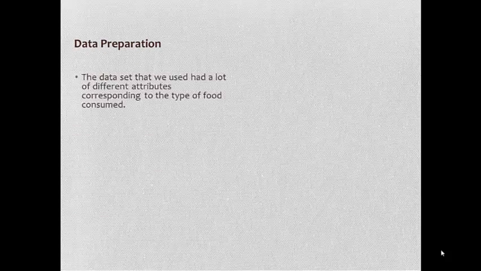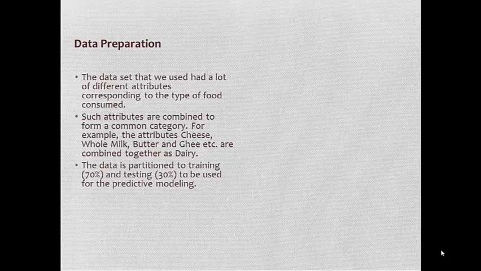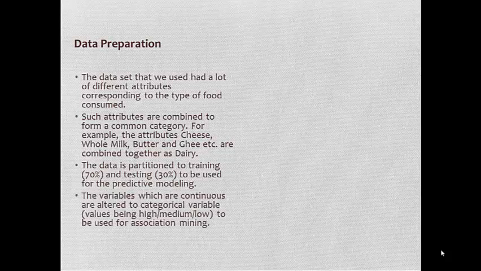Then we move on to the data preparation. The data set that we used had a lot of different attributes corresponding to the type of food consumed. Such attributes are combined to form a common category. For example, the attributes cheese, whole milk, butter and ghee are combined together as dairy. The data is also partitioned into training and testing, 70% and 30% respectively, to be used for the predictive modeling. The variables which are continuous are altered to categorical variables to be used for association mining.